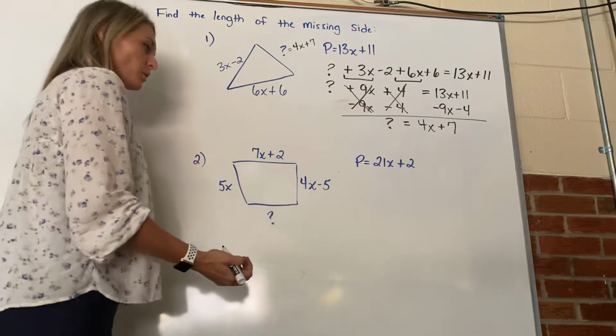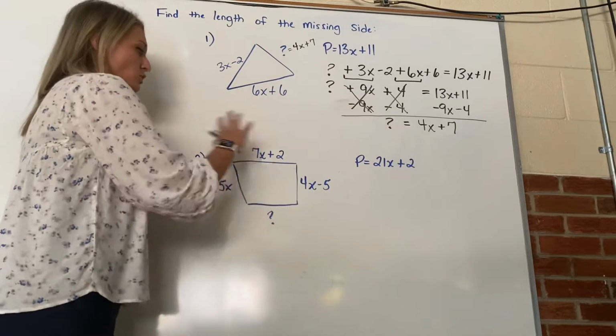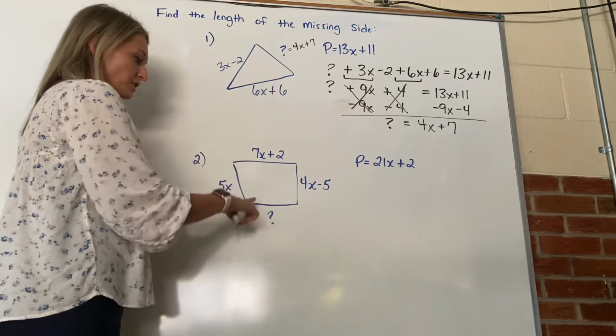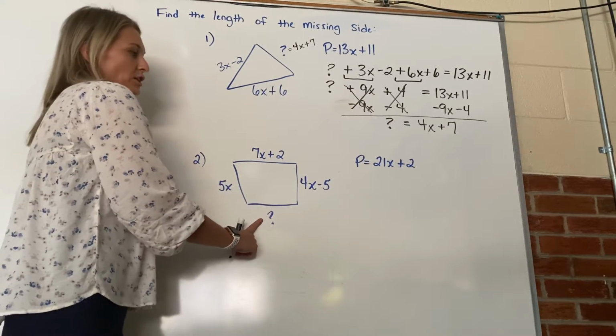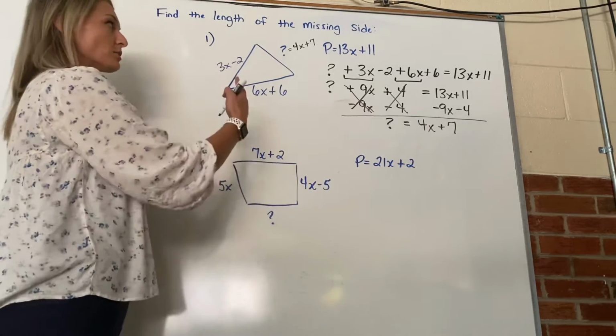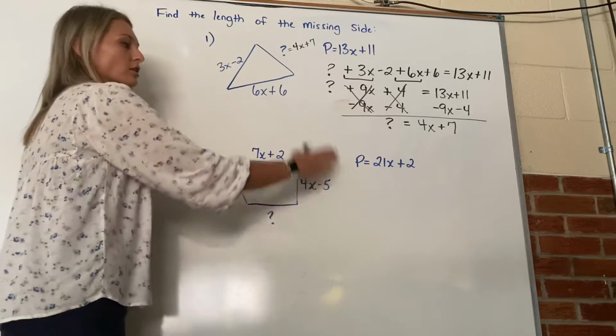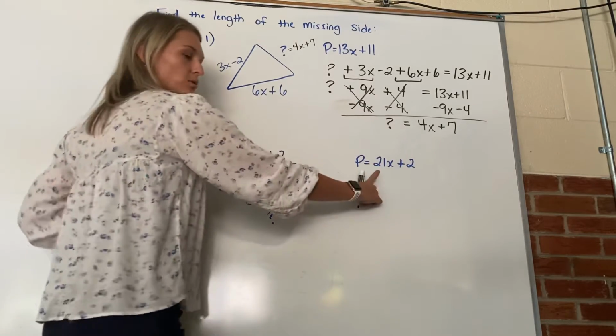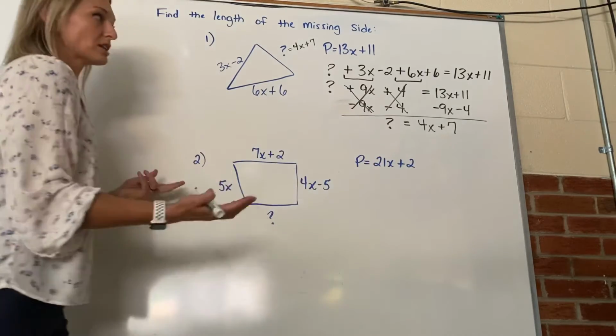So let's do one more. With this one, same story. You've got a figure, you've got a missing side, and you have to find that missing side, and they're giving you the perimeter, okay? So just like the other problem, we know that if we add all of these sides up, it should equal that. So that's the equation I'm going to set up.